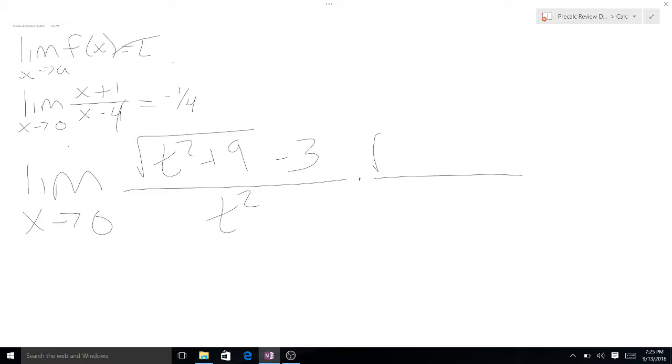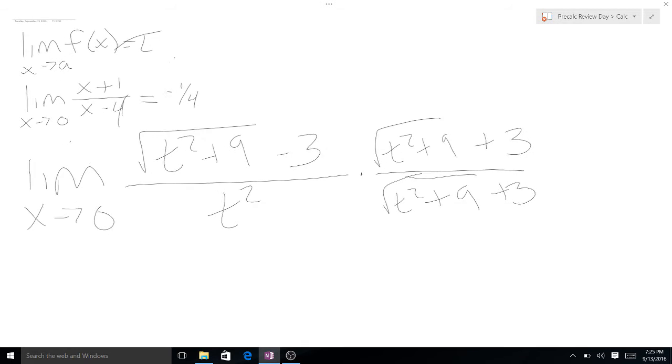Now this is where I taught you a trick last year about rationalizing your numerator. So what I'm going to do is multiply by the square root of t squared plus 9 plus 3, which is the conjugate.